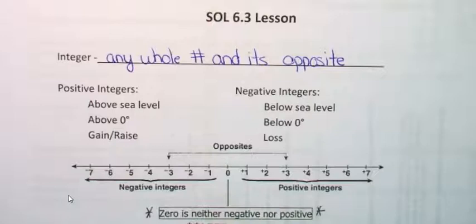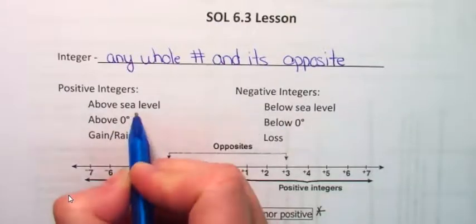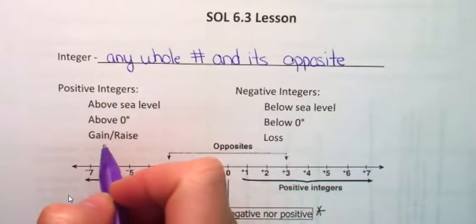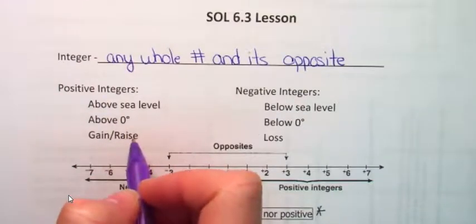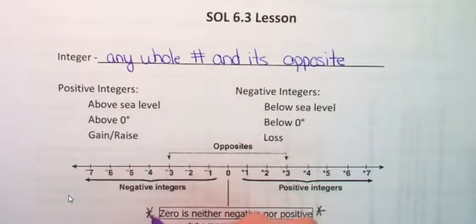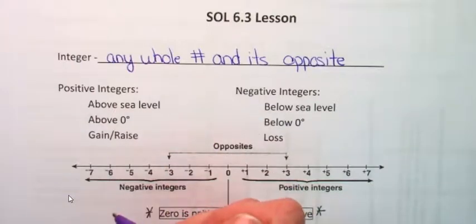Now we did talk about some real-world ways to show positive and negative numbers. We talked about above sea level would be a positive integer, above 0 degrees, gain, raise, those would both be positive. And there's many other things that can represent positive integers. If you're swimming upwards, if you're climbing a mountain, you represent a positive integer. If you're ascending, it's a positive.